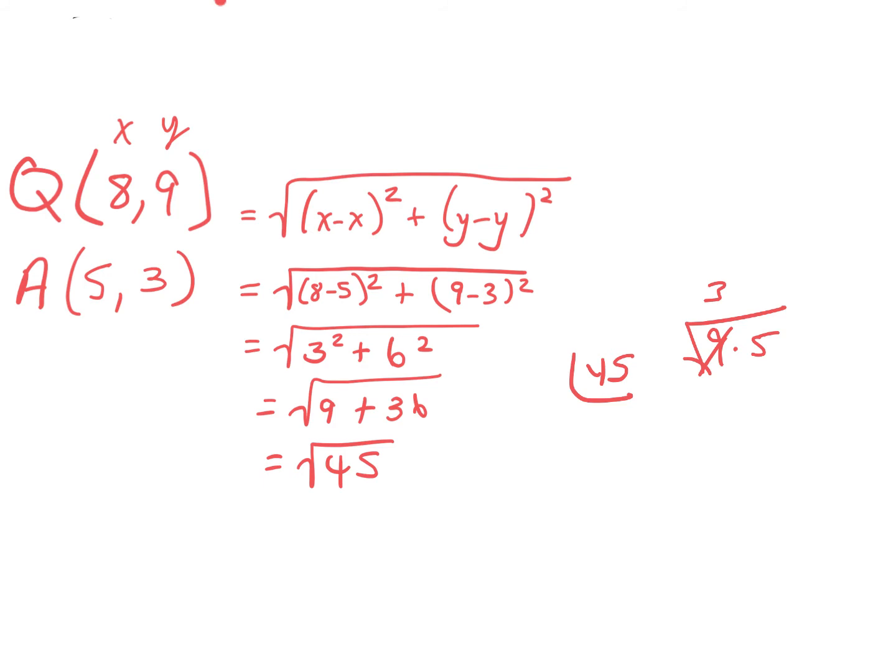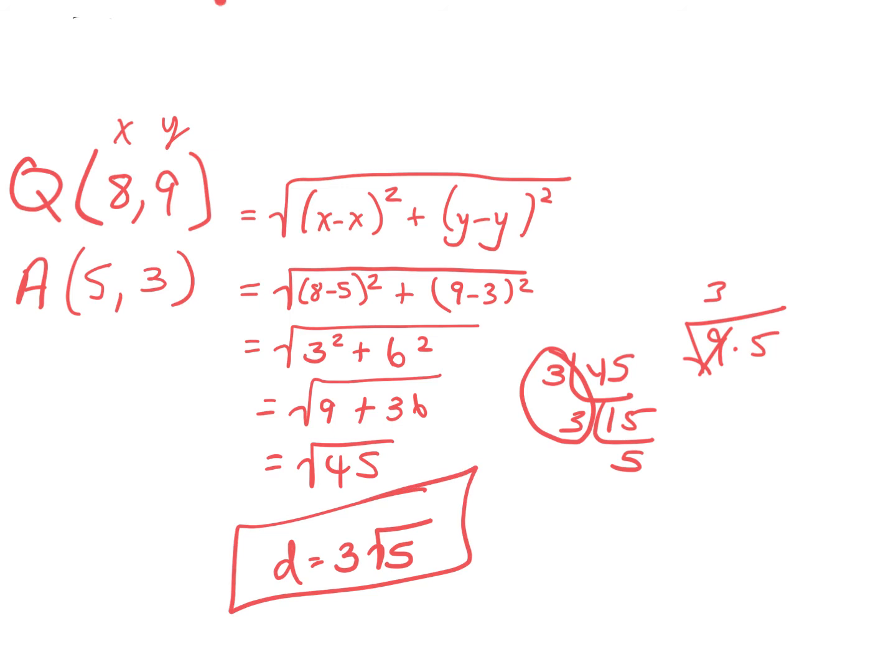Some of you still don't see that, so let's break it down. 45 divided by 2? No. Divided by 3? Yes, 15. 15 divided by 3 is 5. When you break down your number like this, anything that is a pair is a perfect square you can take out. So you have a pair of 3s. That would come on the outside of your radical, and then 5 stays inside.